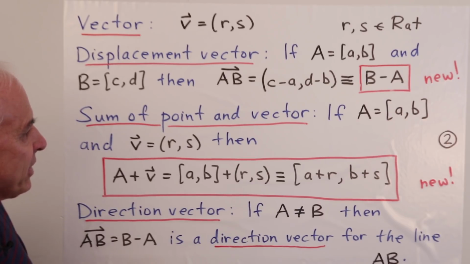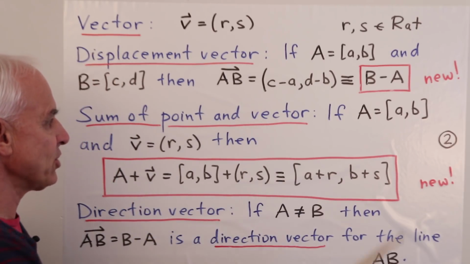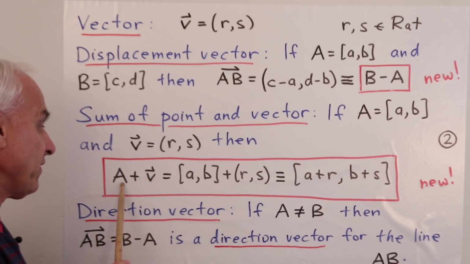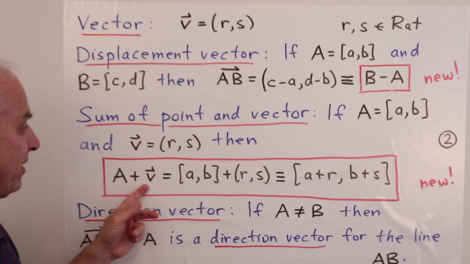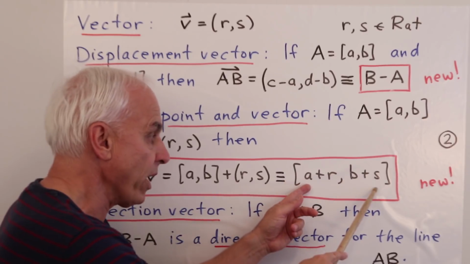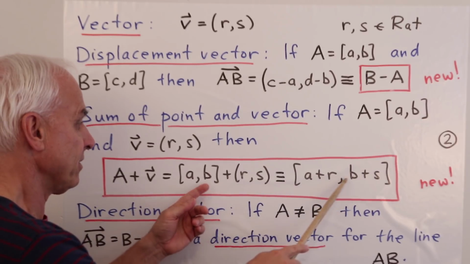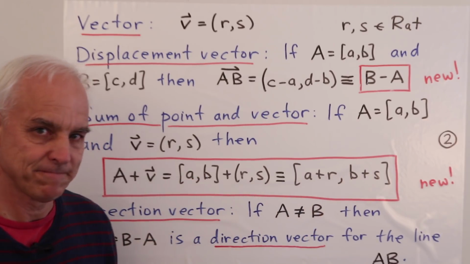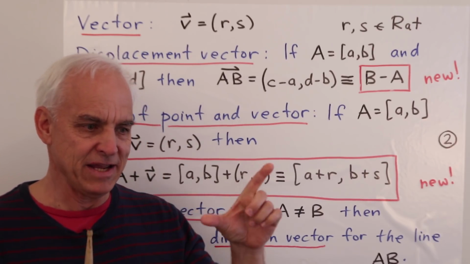Okay, so having gone that far, let's go a little bit further and define the sum of a point and a vector. So if A is the point [a, b] and v is the vector (r, s), then we are going to define what we mean by the sum of a point and a vector, A plus v. By definition, this is the new point obtained by taking the sum of the coefficients of A and v in both x and y places. So [a plus r, b plus s]. So the idea here is that A is a sort of an absolute position, v is a relative position.